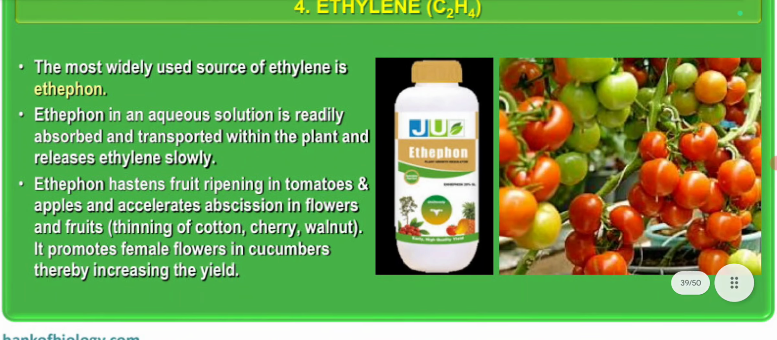The most widely used source of ethylene is ethephon. Ethephon is an aqueous solution, is readily absorbed and transported within the plant and releases ethylene slowly. Ethephon hastens fruit ripening in tomatoes and apples and accelerates abscission in flowers and fruits. Thinning of cotton, cherry, walnuts. It promotes female flowers in cucumber, thereby increasing the yield.